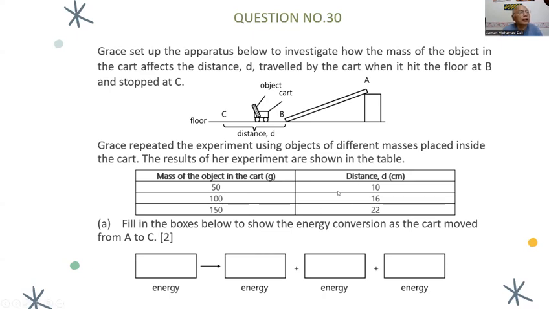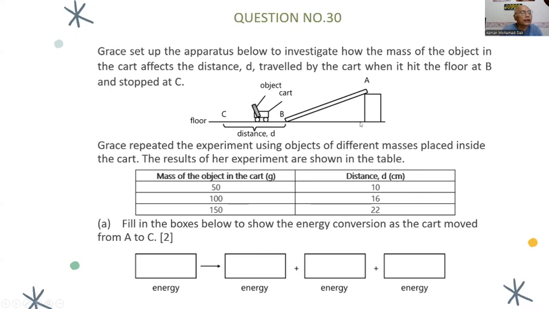Okay, but part A, they're not asking about pattern. They're asking for something else. They ask you what's the energy conversion. So similar to question 29, energy conversion. As the card moves from A to C. So from A to C, what's the energy conversion? So A, what's A? A is at this height here.